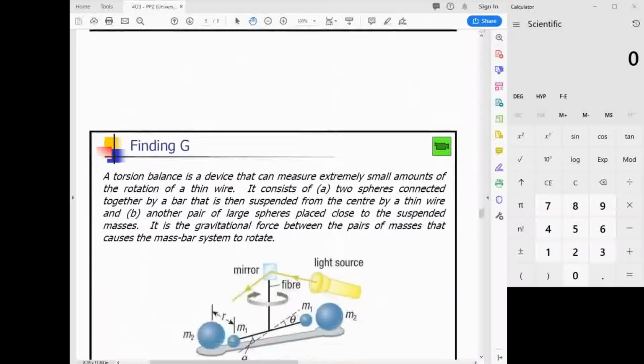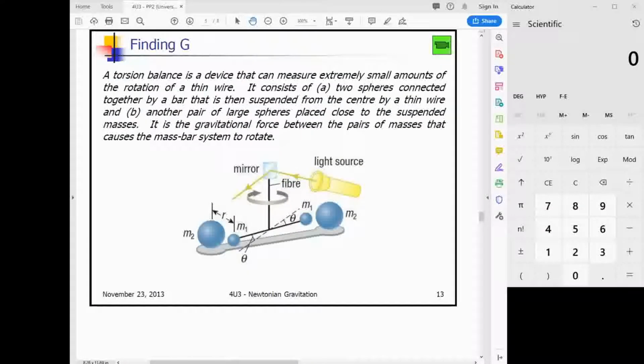So I'll get into what this means, and I'd like you to copy this image down and the explanation of this experiment. So what Cavendish did was he used a torsion balance, and what a torsion balance is, is a device where we have two objects affixed on a kind of upside down T shape.